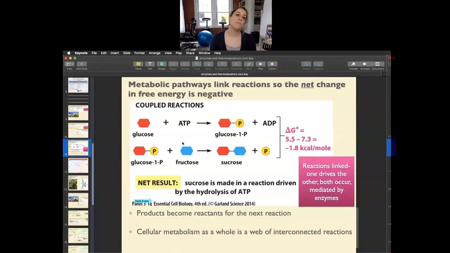So what we see here is glucose. So again, our goal is to make sucrose.